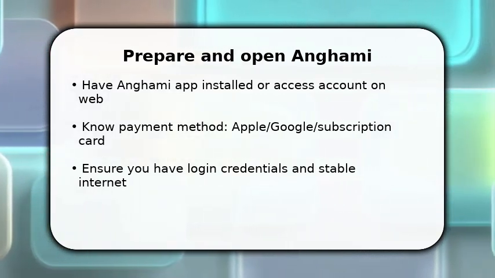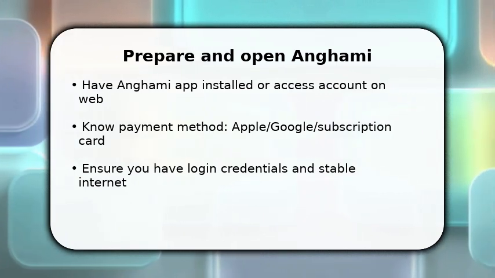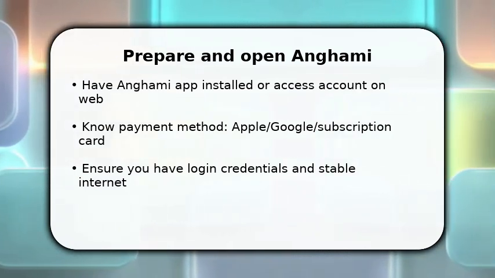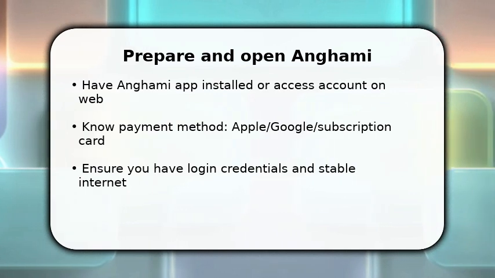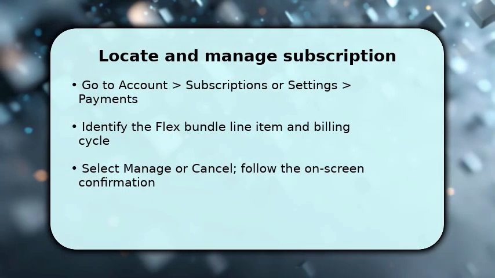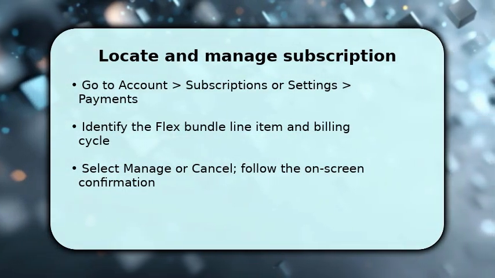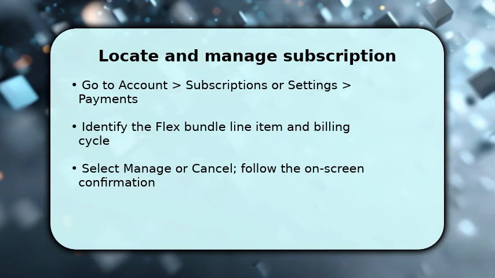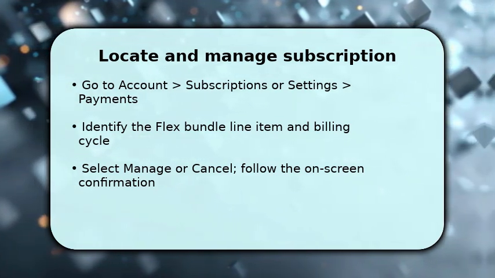If billed directly, go straight to the Anghami settings. Keep your payment method details nearby so you can identify the active Flex bundle quickly. Once you're in Account Subscriptions, scan the list for the Flex bundle name and check its next billing date to confirm it's the active plan.